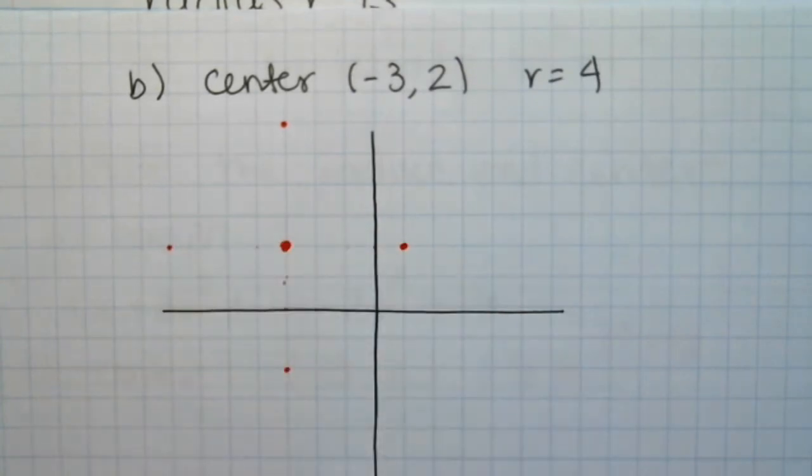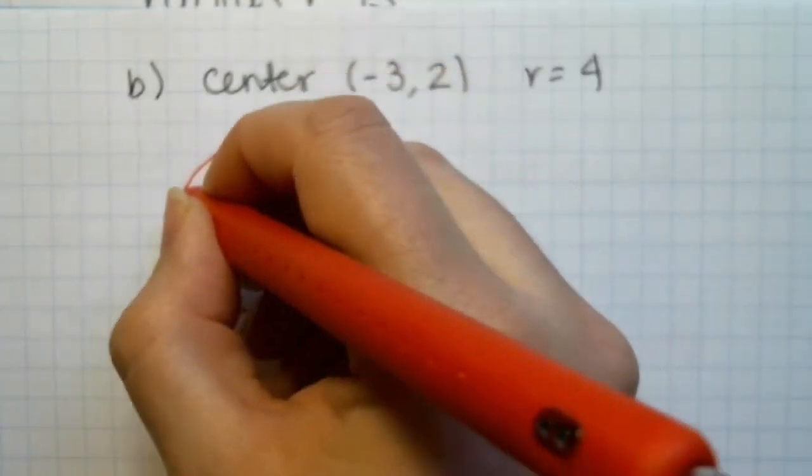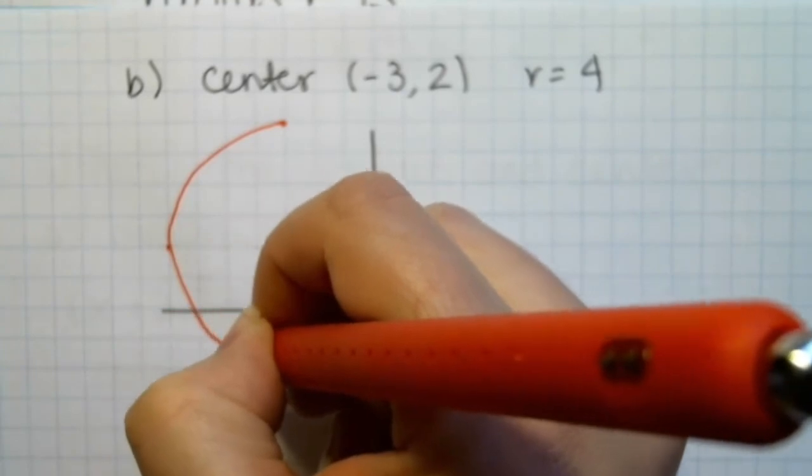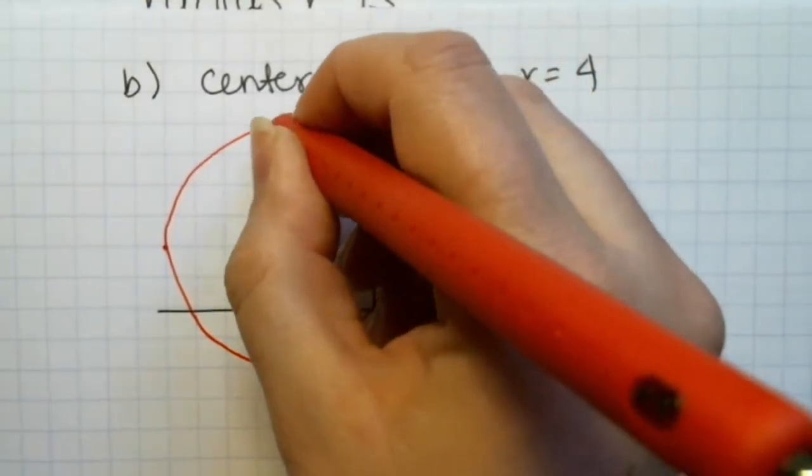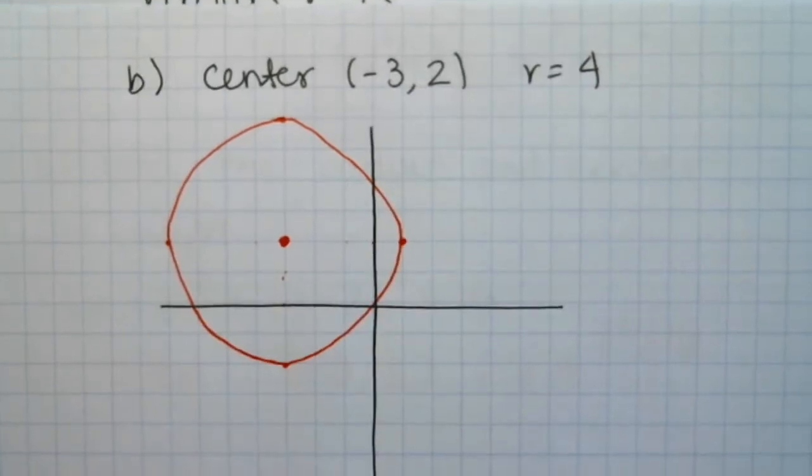Okay, so now you have 4 points on the edge of the circle. Here's the center of the circle, and you're just going to try to draw it in as good of a circle shape as possible. All right, there you go. So that's really all there is to graphing the circle.